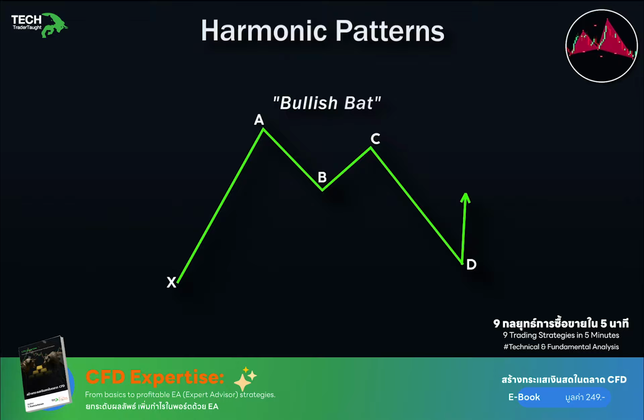has a specific guideline. For example, point X to point B needs to have a value between 0.382 and 0.5. Point A to C needs to have a value between 0.382 and 0.886. And the same thing works for the other points.